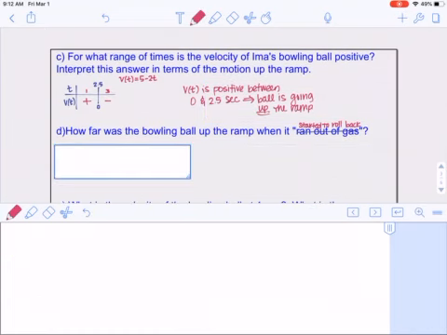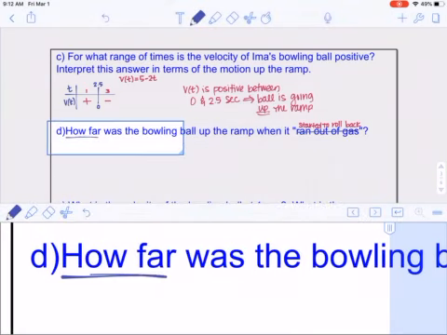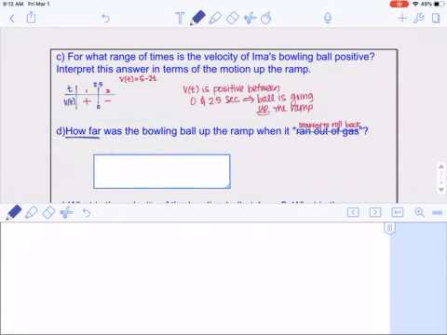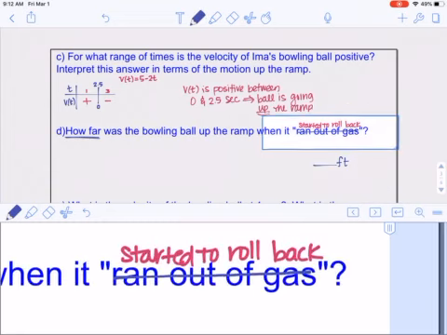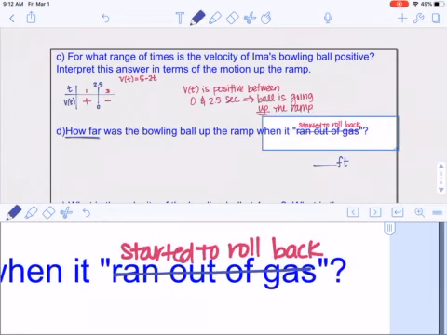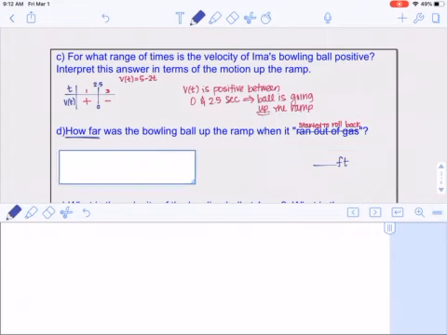Okay. For question D here, how far was the bowling ball? Oh, how far? Okay, so this is a question that I would answer with how far, feet, right? So I'm going to make a little answer spot for myself and just pre-label it feet. How far was the bowling ball up the ramp? And I think this phrase "ran out of gas" is from your homework, and I don't super love it, right? So it's basically how far up the ramp when it stopped rolling up and started rolling back.